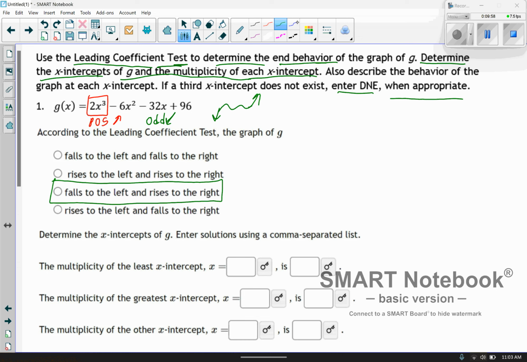Now we're going to find the x-intercepts and determine what it's going to look like here in the middle. So that's the next part. So the first thing you want to do is find those x-intercepts. So we're going to take that equation 2x cubed minus 6x squared minus 32x plus 96 and set that equal to 0 because we want to find the x-intercepts.